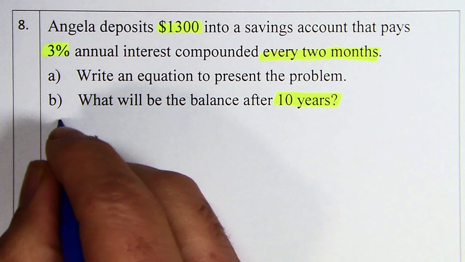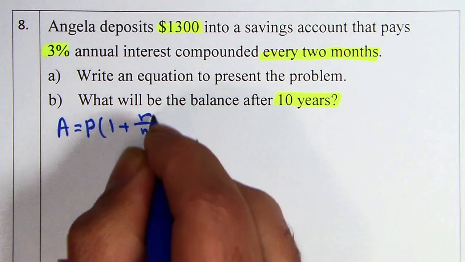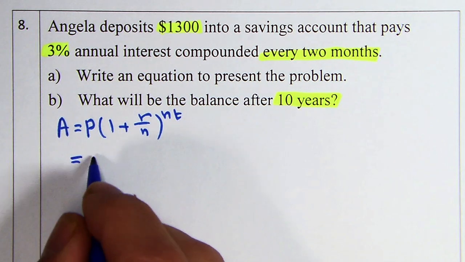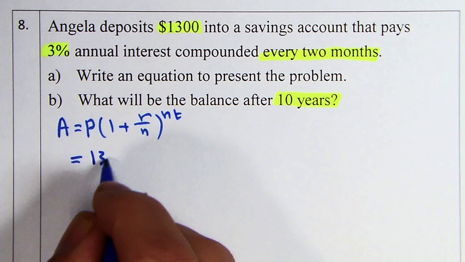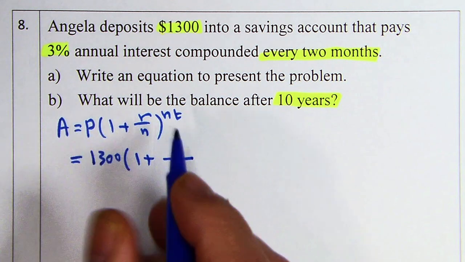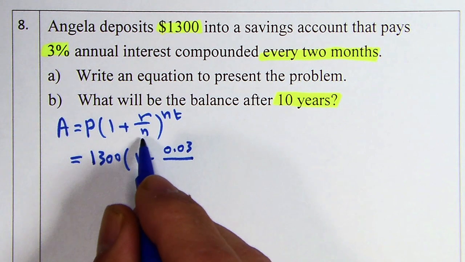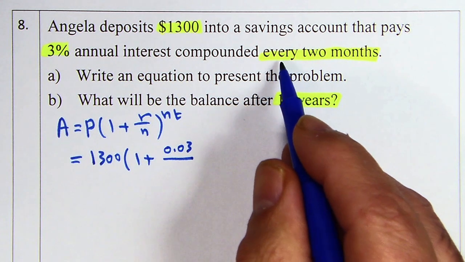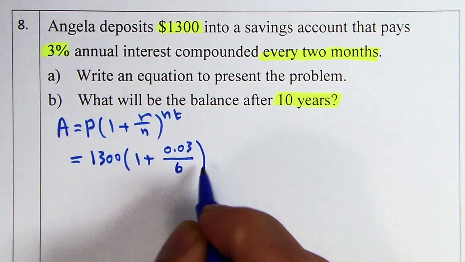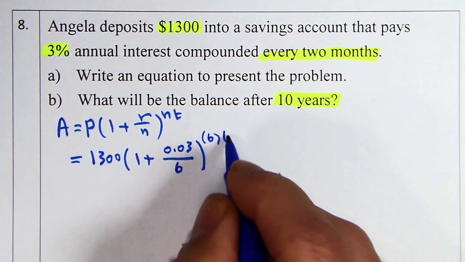Again, we have A equals the principal multiplied by 1 plus r over n to the power nt. We're starting with the principal 1,300, 1 plus r as a decimal, 3% as a decimal is 0.03 divided by the number of times. If we do it every 2 months in a year, that's going to be 6 times. So n is 6, to the power n, that is 6, number of years 10, times 10.